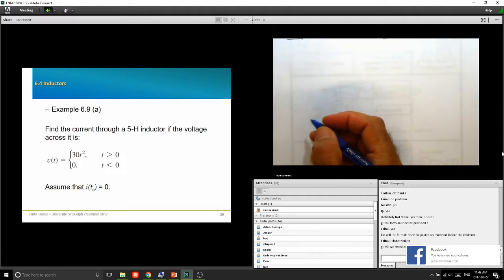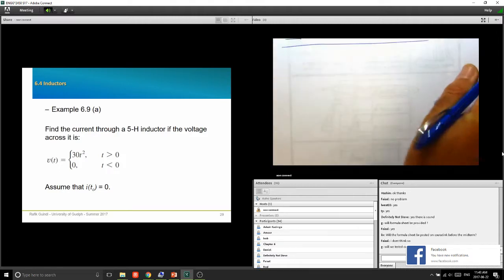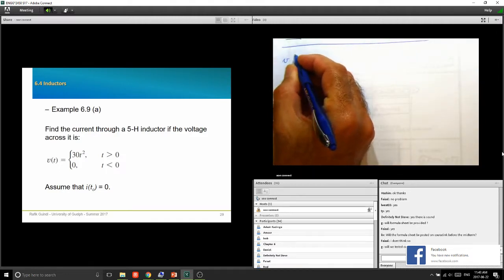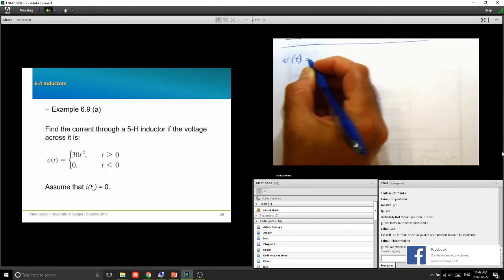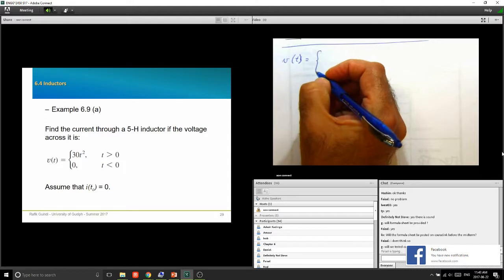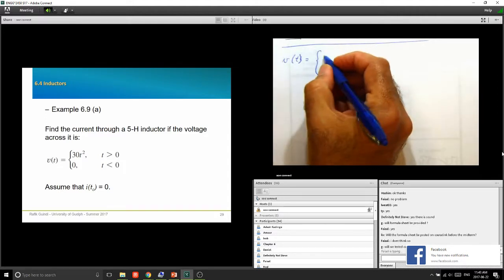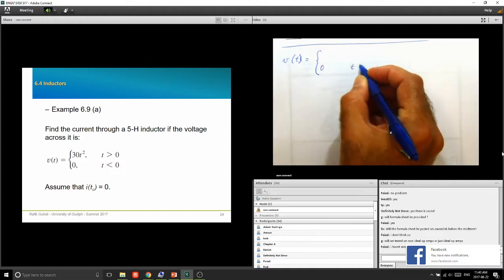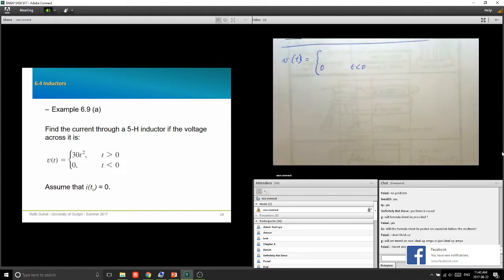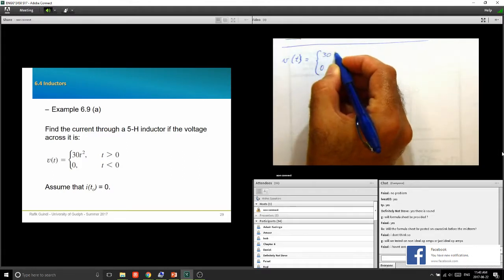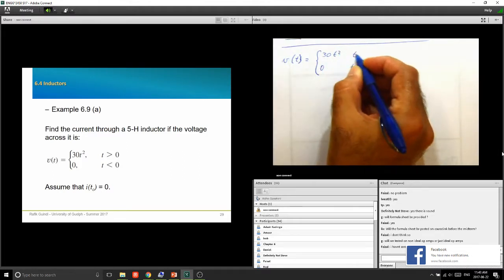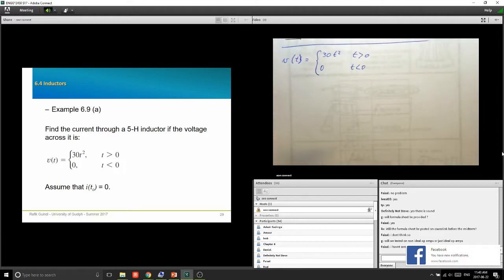So what do I have? V of t, if t is less than 0, is equal to 0. There's no voltage. And then I have this function here, 30 t squared, for t greater than 0. Okay, that's the value of your voltage.